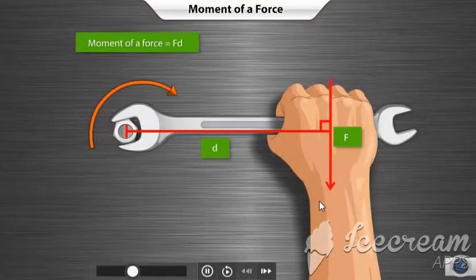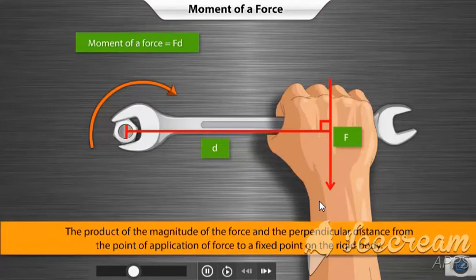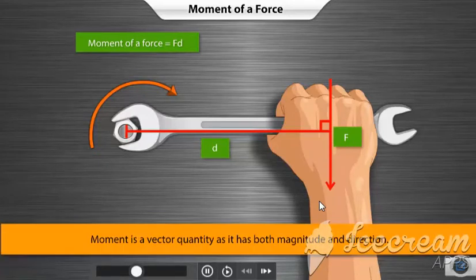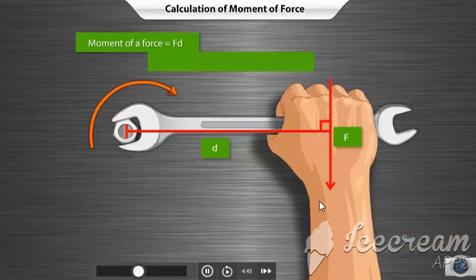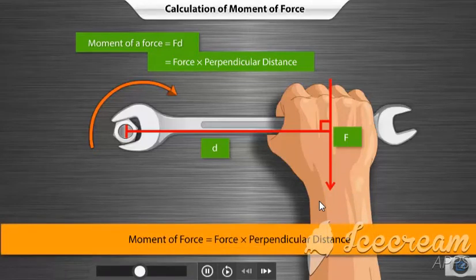Thus, moment of a force is defined as the product of the magnitude of the force and the perpendicular distance from the point of application of force to a fixed point on the rigid body. So, a moment is a vector quantity as it has both magnitude and direction. The moment of a force about a point is calculated by the following expression. Moment of force is equal to force multiplied by perpendicular distance.